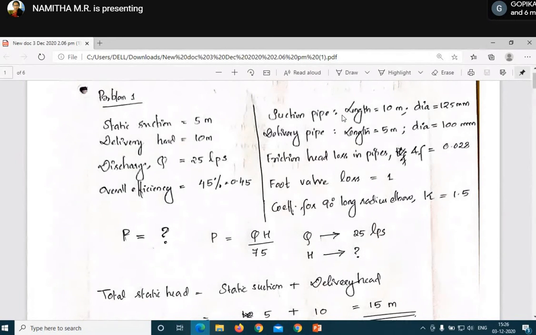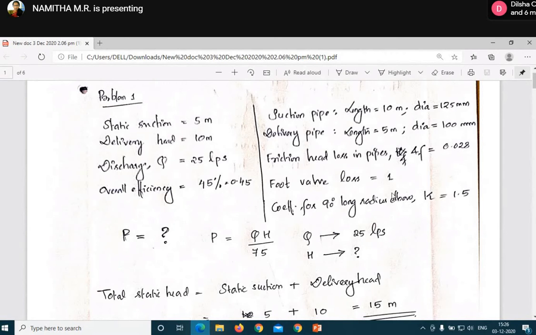Now, you have to note down one point. When there is a question, whatever losses they have mentioned in that question, only those losses you need to calculate. Other than that, you may not need. So in this question, there are no losses for enlargement. Pipe enlargement is not given. Contraction is not given. So that type of losses are not there in that system. If they have mentioned any kind of losses, then you can calculate that.